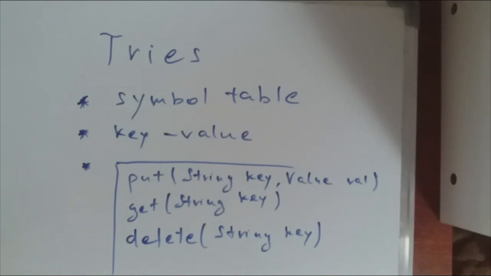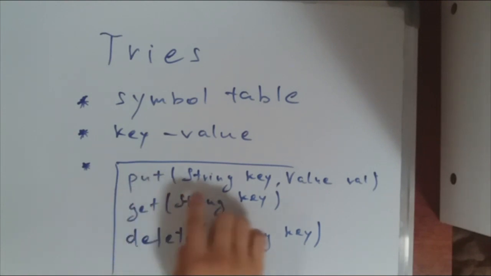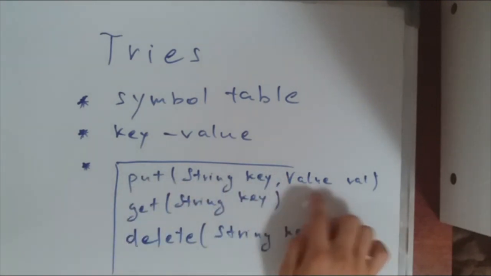So what is a trie? A trie is a data structure, a representation of a symbol table, which means it works with key-value pairs. The interface is simple, just like any other symbol table interface. We have our put method that accepts a string as a key and a value.